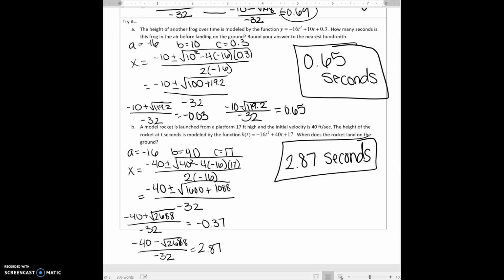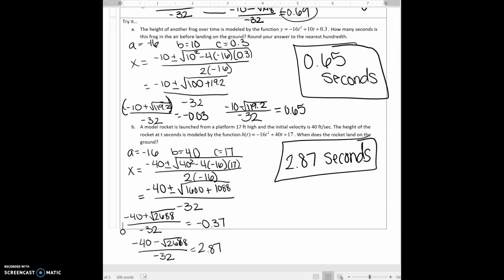So for those two try it problems, here is my work. If you're having trouble getting the answers, make sure that you're doing it step by step on your calculator. If you put all of this into your calculator, make sure there are parentheses around it. Otherwise, it's going to do the square root of 119.2, divide by negative 32, and then add that negative 10. So make sure you either put parentheses around that if you're plugging all of this in at once, or do the top first in your calculator, hit enter, and then divide by negative 32.